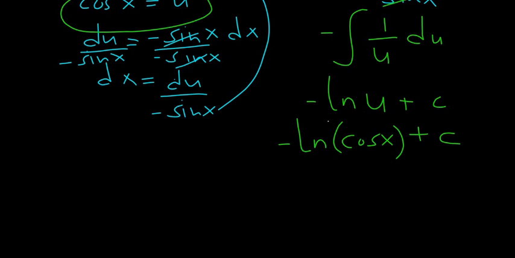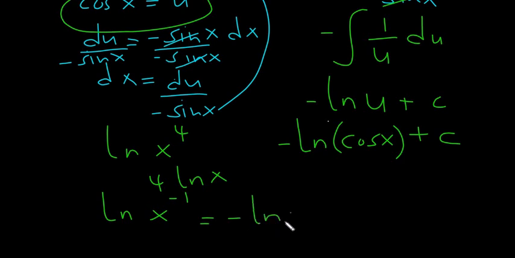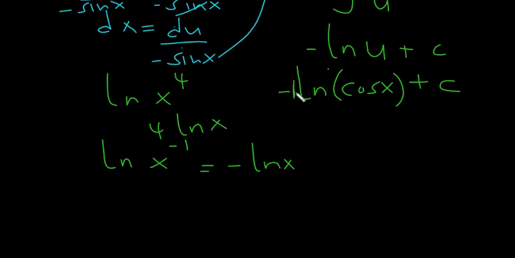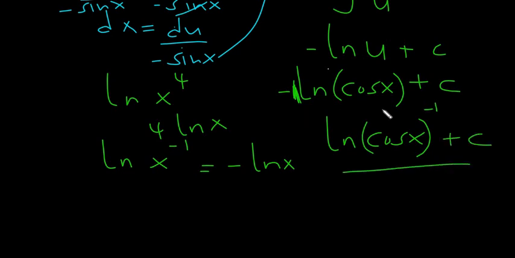And what we're going to do is that, okay, so look at this. The natural log of x raised to the 4th power is the same thing as 4 multiplied by the natural log of x. Okay, ln x raised to negative 1 is the same thing as negative ln x. So for this case, remember we have a negative 1 here, so we can rewrite this as ln cos x and then put a negative 1 there. So this is the same thing as this.